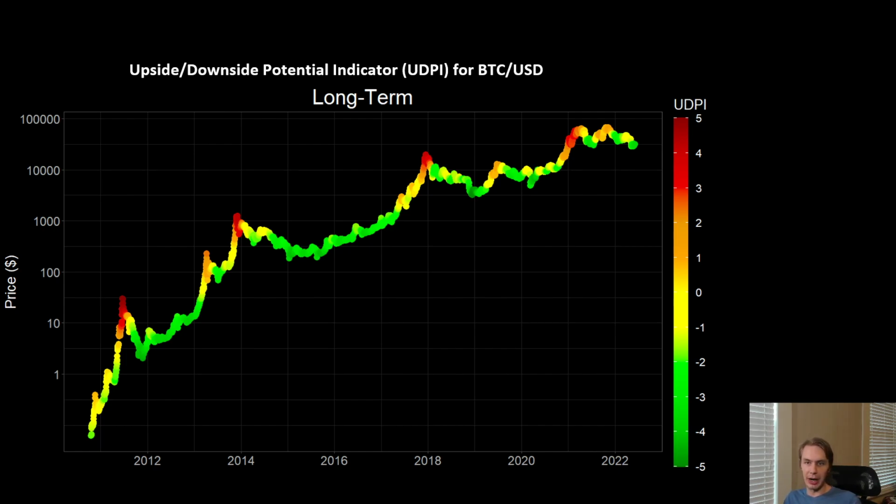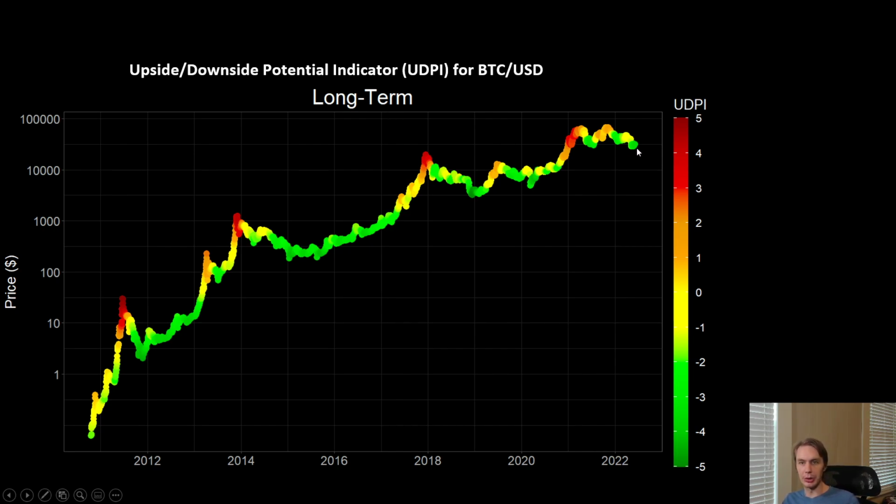So basically 5 here is high risk, -5 is low risk, and I've color coded Bitcoin's price history to UDPI level here. And you'll see it does a good job of documenting these low risk and these high risk points in Bitcoin's history. So I think what's interesting to look at here, so this is the long-term UDPI. This cares about moves that play out over months. So this is a more macro-focused version.